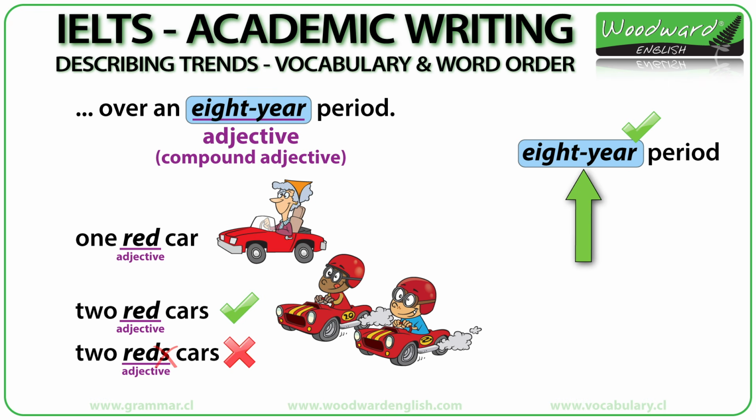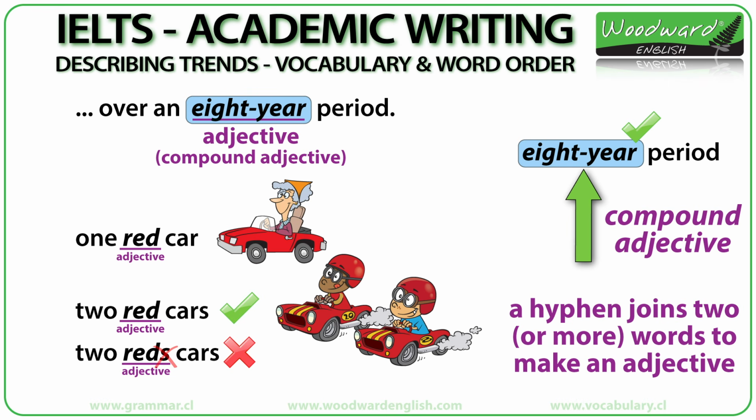You will also notice there is a dash or hyphen between the word 8 and year. This is used to combine the two words to make an adjective, or more specifically, a compound adjective. A compound adjective is when a hyphen is used to join two or more words together to make an adjective. Now note, sometimes native English speakers don't put the hyphen between the two words, but you are expected to do so for the exam. Also, it shows the examiner you have a very good level of English, so it's a good thing to do.